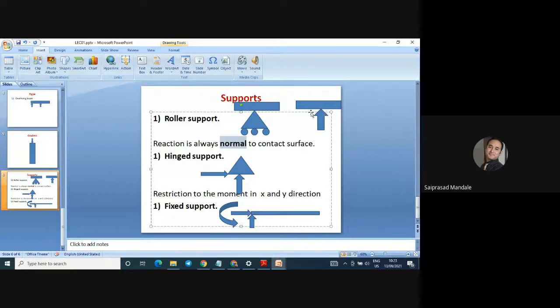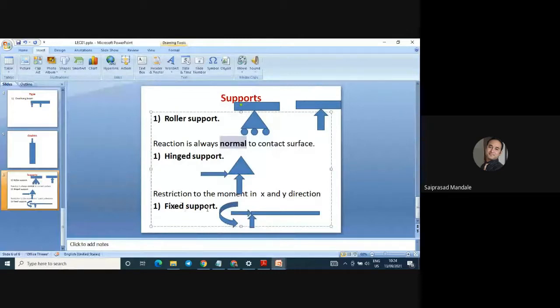Means if forces or movement act on that beam, there will be a movement in x, y direction or in any direction as per the application of the movement. Second support is hinge support. Hinge support is the support in which there is a restriction to the movement in the x and y directions. So z direction will be there. So it is possible if the load is given to the beam, it can twist or there will be movement in the z direction.